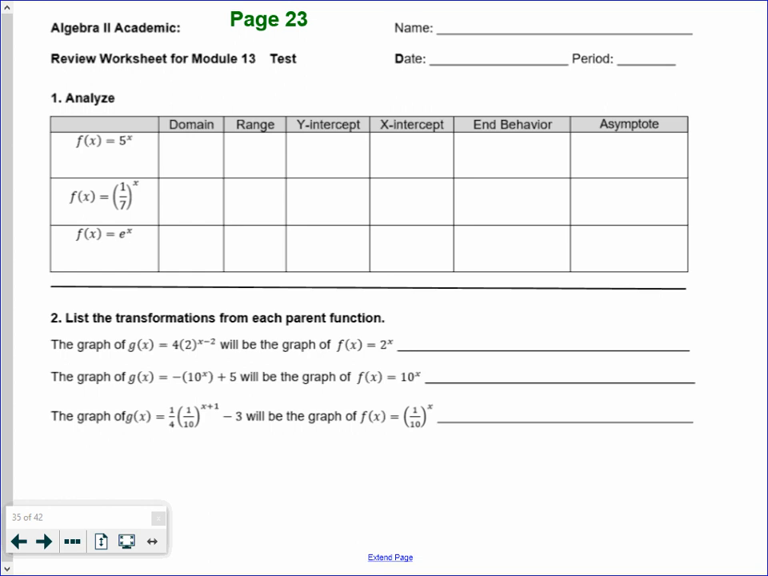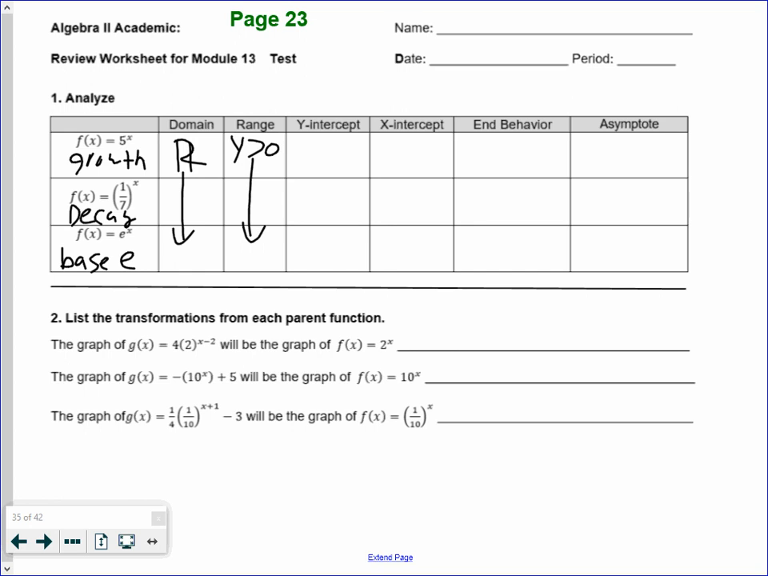The first one we have is a growth function. Then we have a decay. And then we have a base E parent function. So the domain for all three of them is going to be all real numbers, from negative infinity to positive infinity. The range for all three of them as well is going to be y is greater than 0. The k value for each of these parent functions is 0. The a is positive. So the range for all three of them is y is greater than 0.